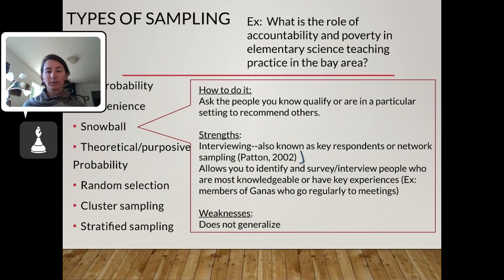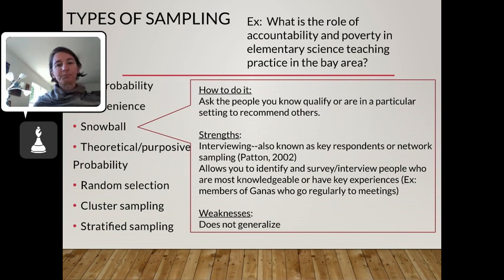And it allows you to survey or interview people, or to observe people who are most knowledgeable or who have key experiences. So, for example, maybe you are trying to understand the experiences of very committed members of GANAS, which is a support group for students on our campus. And you know one student who regularly goes to meetings, and so you ask that student to introduce you to other students who also regularly attend the meetings. You're probably getting quite a good sample by doing the snowball sampling.